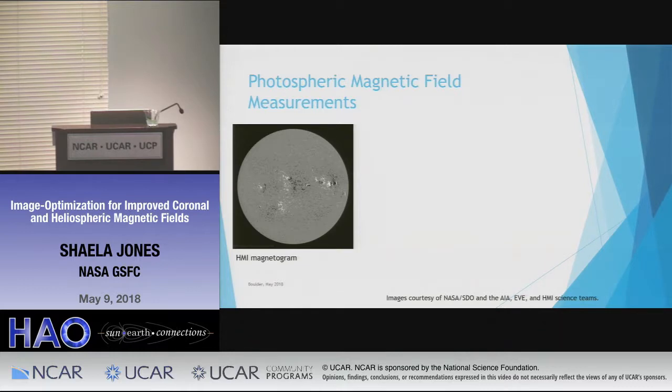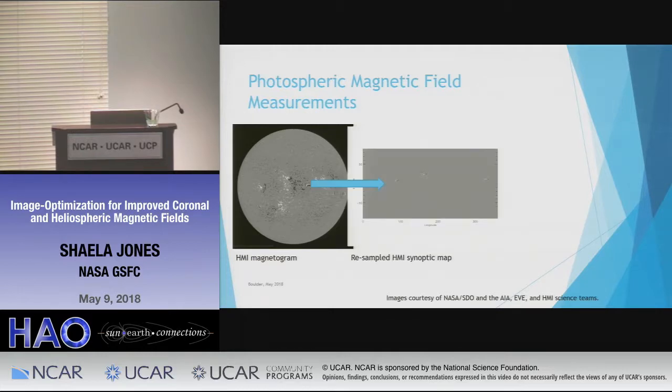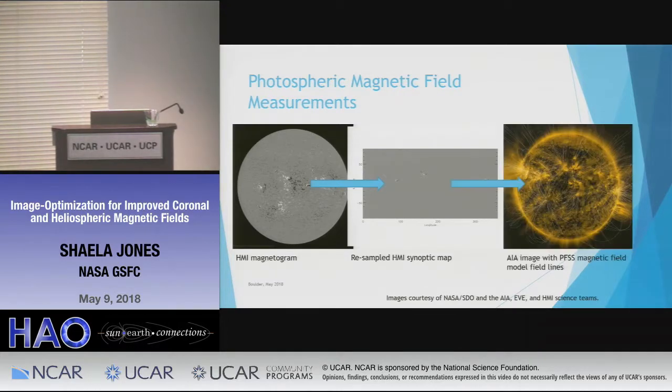Okay, so when you want to do a model of the coronal magnetic field, which is sort of what you're left with, you have to start with the photospheric magnetogram, okay? And since we can only see one side of the sun at any time, you take a whole bunch of these full disk images, and you can combine them over the course of a month to come up with a synoptic map of the photospheric magnetic field.